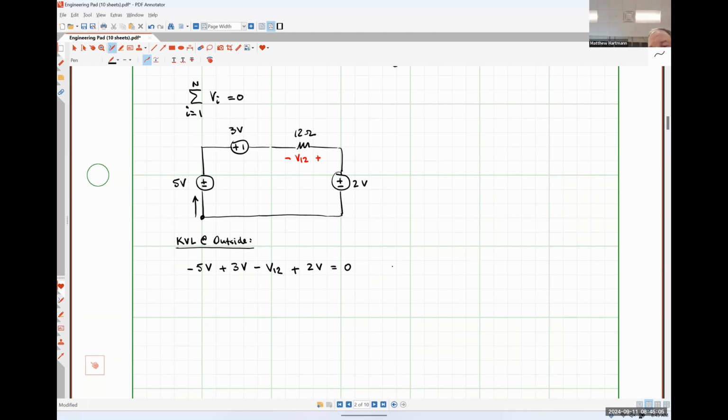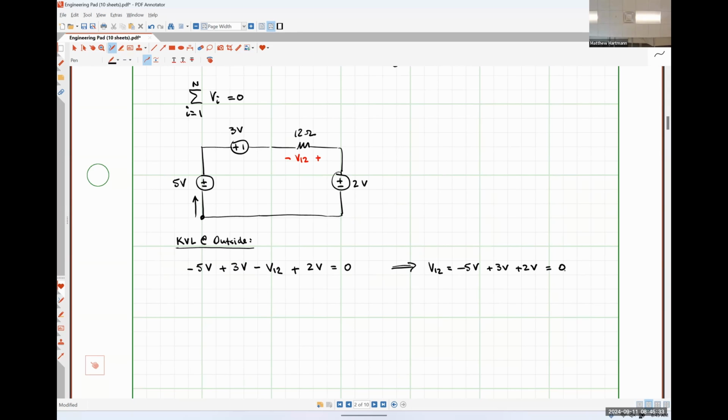So we could rearrange this very quickly. I'm just going to move that V12 to the opposite side of the equal sign, and leave all of those constant voltages there. So we'd have negative 5 volts, plus 3 volts, plus 2 volts. So I accidentally chose numbers that wound up giving me 0. That's okay.